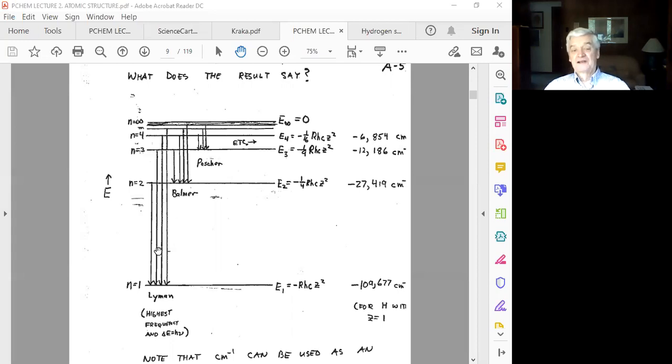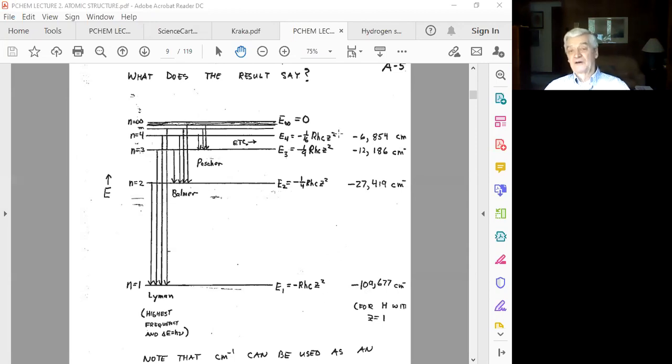Okay, so look at the lengths of these arrows. The Lyman series was in the ultraviolet, so they're the greatest transitions. As always, delta E is equal to h nu. So the energy difference, for example, for the n=2 to n=1 Lyman transition would be starting from minus 27,000 going to minus 109,000. So it would be about 82,000 wave numbers.